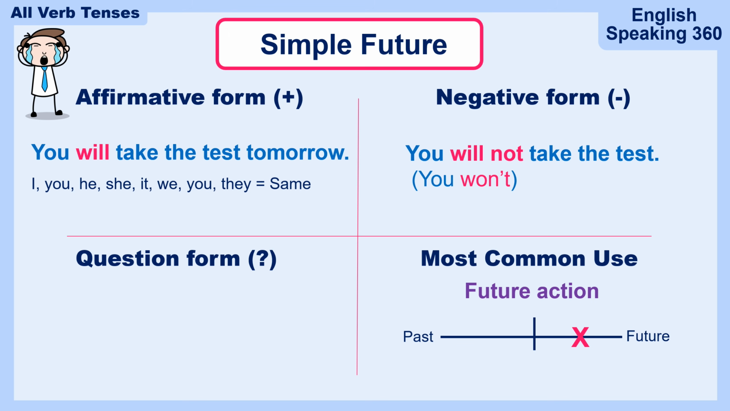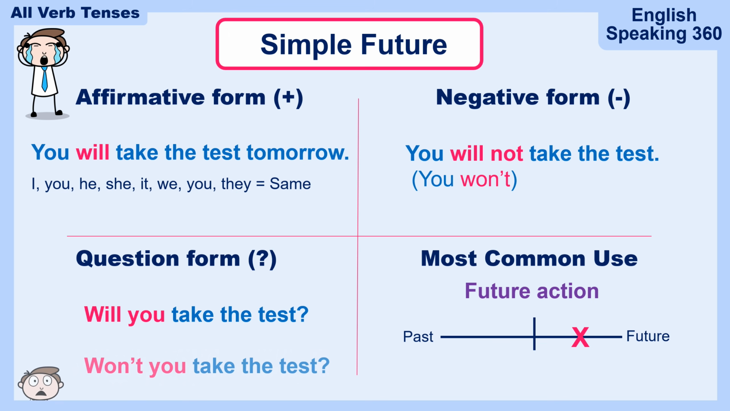How about the question form? Will you take the test tomorrow? And if you want to make it negative, won't you take the test tomorrow? What's wrong with you? Why aren't you going to take the test tomorrow? That is the meaning of the negative question. You can always add a question word before. When will you take the test? Where will you take the test? Why will you take the test?